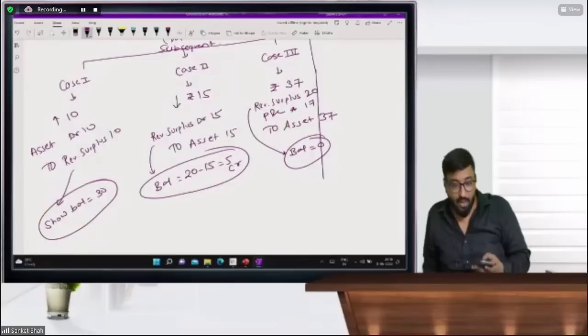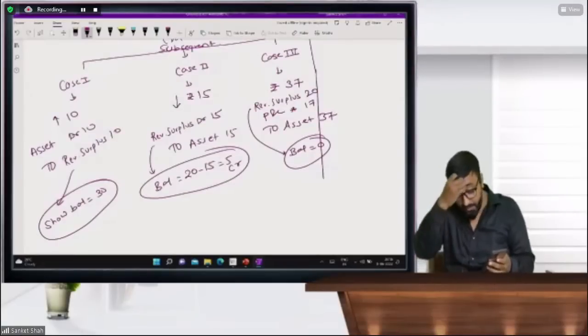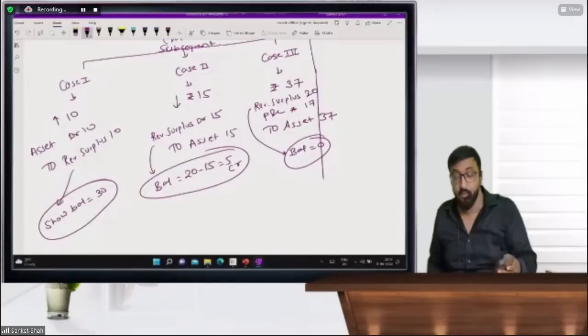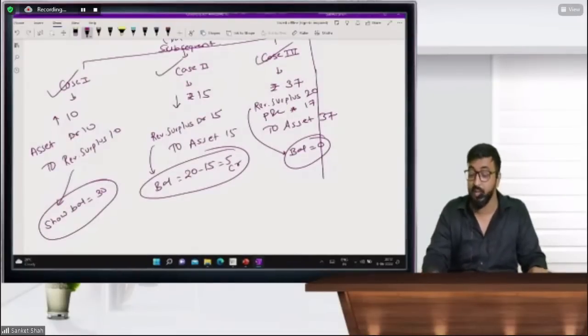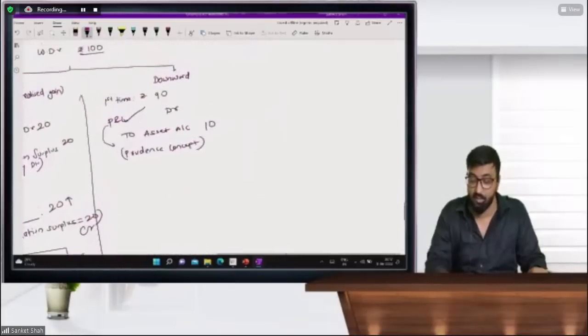So this is a revaluation subsequent. First time increase and second time decrease. First time increase, second time increase, second time decrease, third time also decrease. These are cases, another 3 cases.